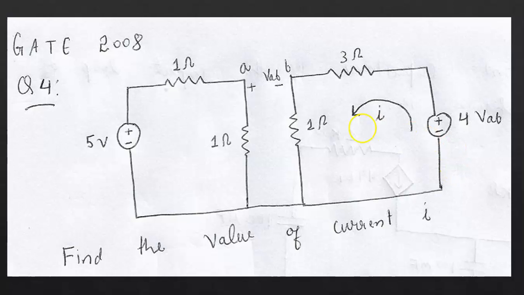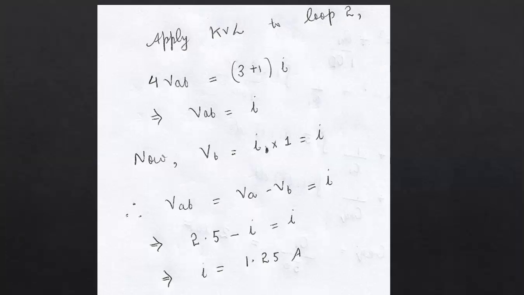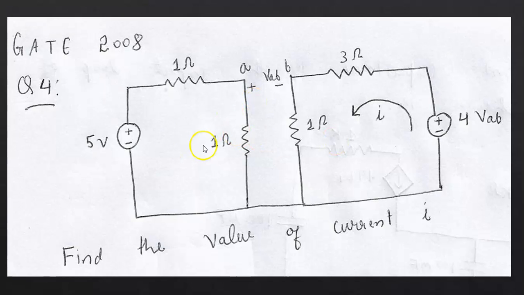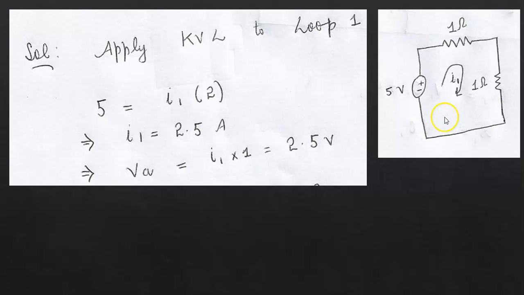Now this is the next numerical. In this circuit shown, we have to find the value of current I. We can clearly see there are two loops, so it is easy to apply Kirchhoff's loop equations in this numerical. We consider first loop and we apply Kirchhoff's voltage law to this loop. With current I1, we will get 5 is equal to I1 into 2, 1 plus 1 ohm resistance, that will be 2. So I1 will be equal to 2.5 ampere, and the voltage VA, that will be equal to IR, that will be 2.5 volt.